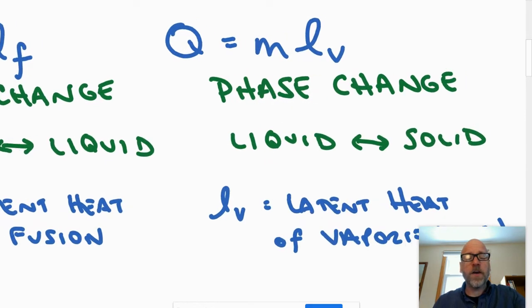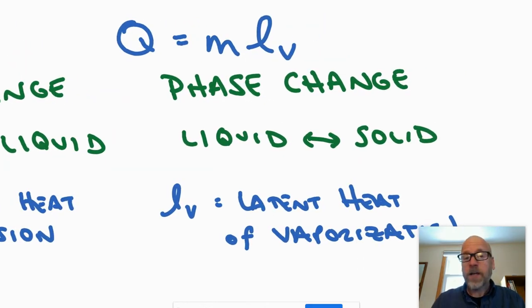All right. And then the other formula, Q equals mass times the latent heat of vaporization. It's right in the name. When it goes from a liquid to a solid.